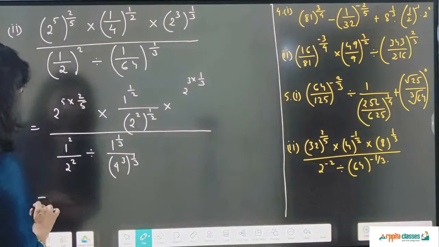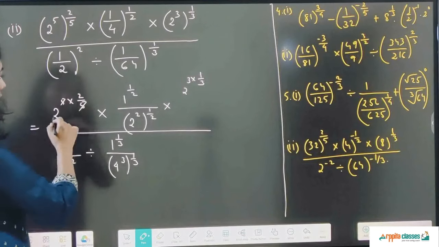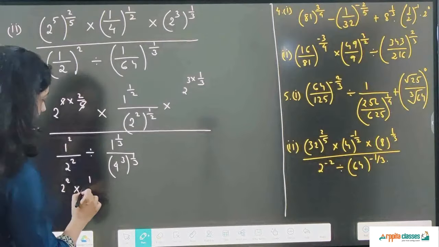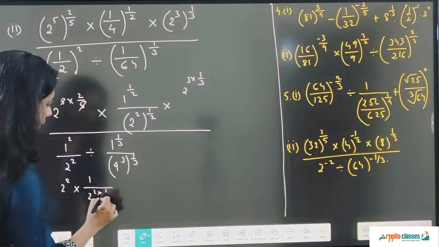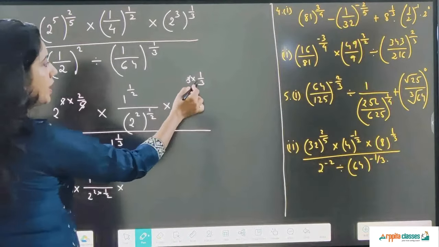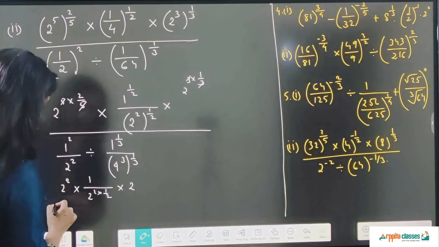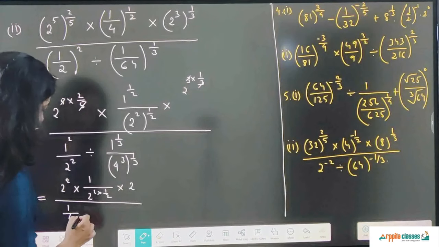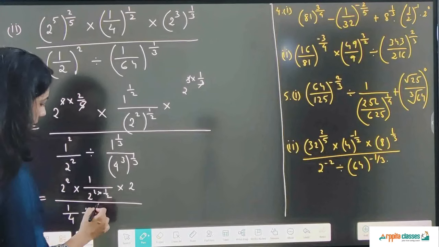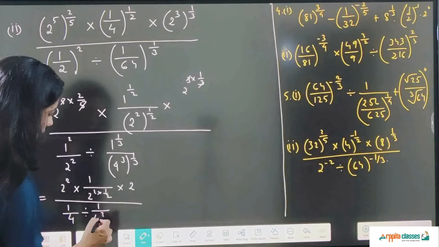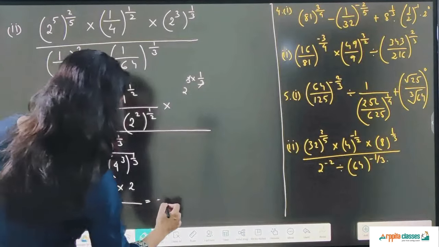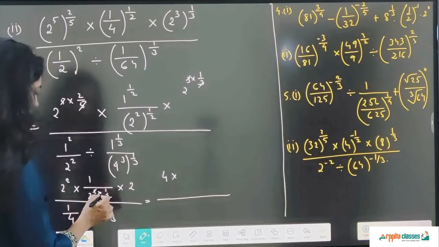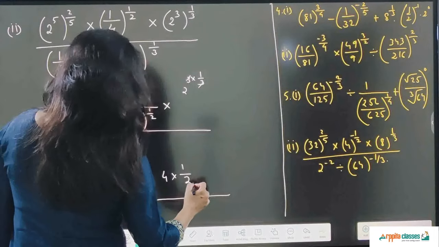Okay. Now in the next step, 5 and 5 gets cancelled. 2 to the power 2 in the numerator into 1 to the power half is 1 and this is 2 to the power squared into 1 by 2 and into your 3 and 3 gets cancelled, 2 to the power 1, that is 2. Divided by, the denominator will be 1 squared, that is 1, divided by 2 squared, that is 4, divided by 1 to the power 1 by 3, that's 1, 4 to the power 3 into 1 by 3 is equal to 8. Now this is 2 squared is 4 into, this 2 and 2 gets cancelled, this is 1 by 2 into 2.